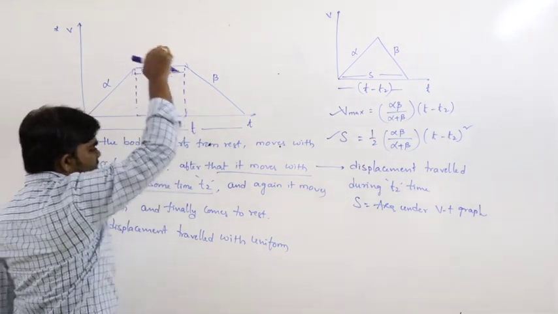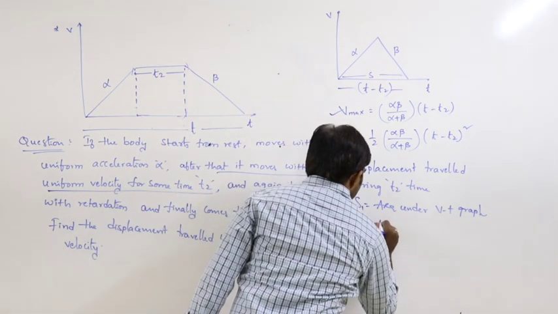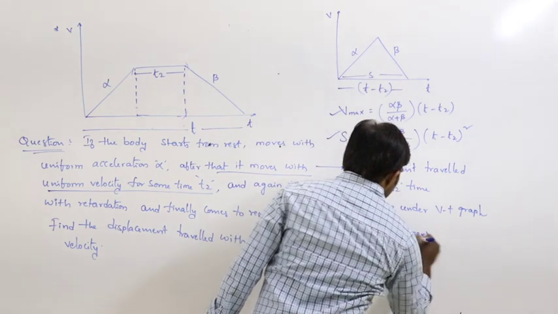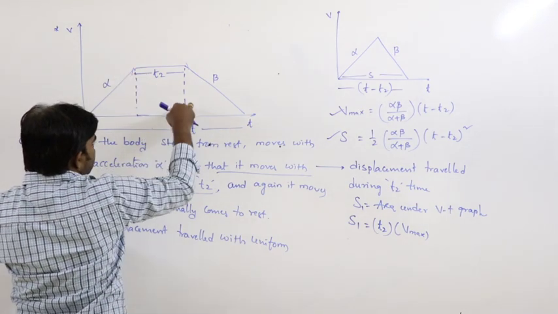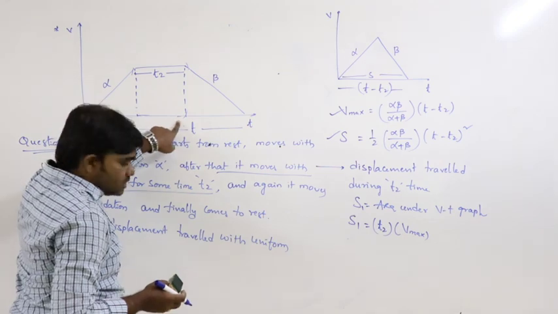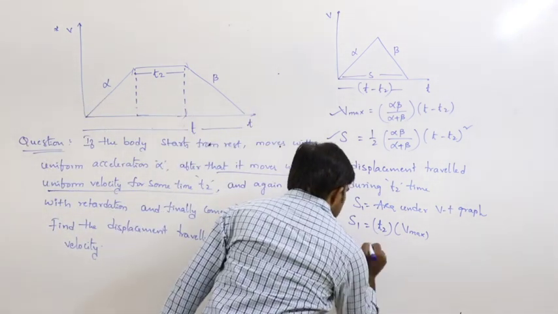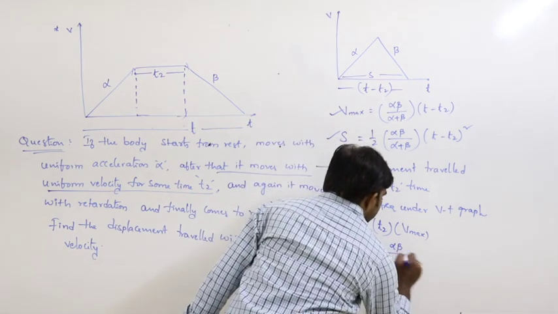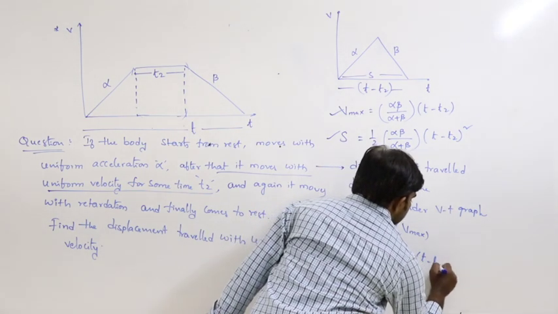Base into height. So S1, let us say, is base into height. Base is T2, height is V maximum. This is the shape of the graph, square or rectangle, whatever it is. Base is time and height is V maximum. So S1 is equal to T2 into V max, which is alpha beta by alpha plus beta into T minus T2.